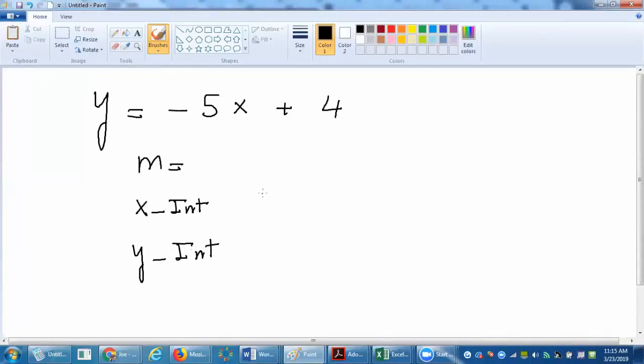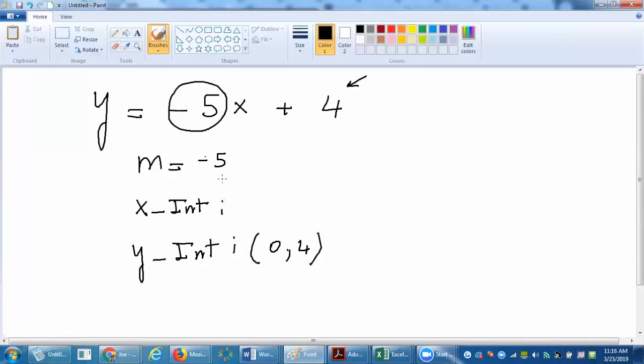Let's say this is a slope-intercept equation. Right away, I know the slope is -5. It's the coefficient of x. Right away, by looking at the equation, I know the slope is -5. I know the y-intercept is (0, 4). Just by looking at this equation, I know that the 4 here stands for the y-intercept. But we always write the y-intercept as an ordered pair, like (0, 4). We still have to find the x-intercept.